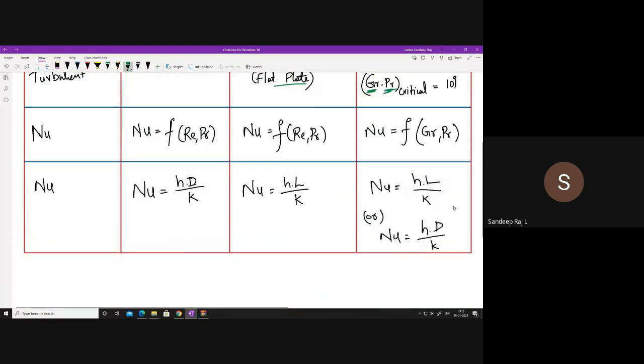When it comes to Nusselt number, the formula will be depending on Reynolds and Prandtl in case of the forced convection, internal flow or external flow, both the things are depending on the Reynolds and Prandtl. In case of the natural convection, Nusselt number is depending on Grashof and Prandtl. Okay, that is the thing here.